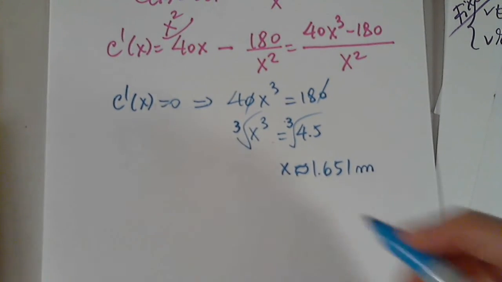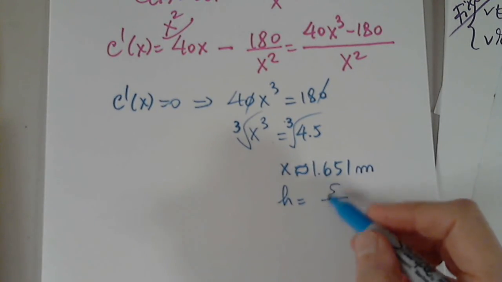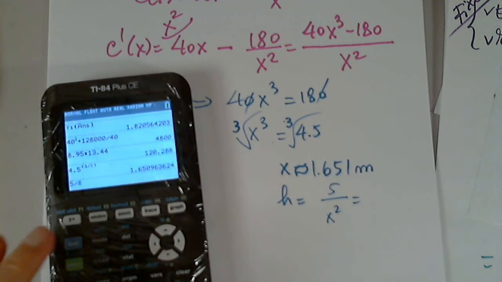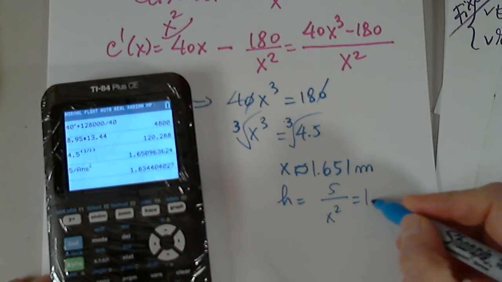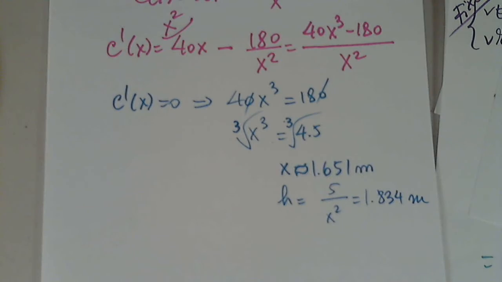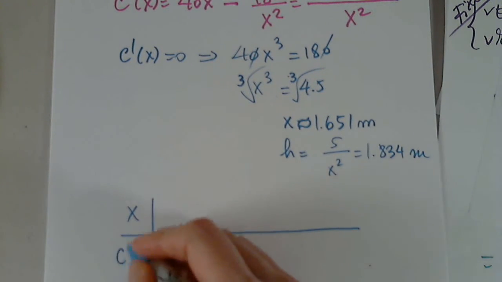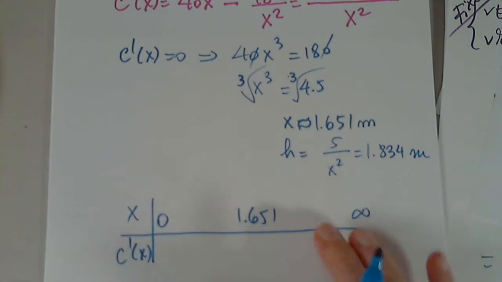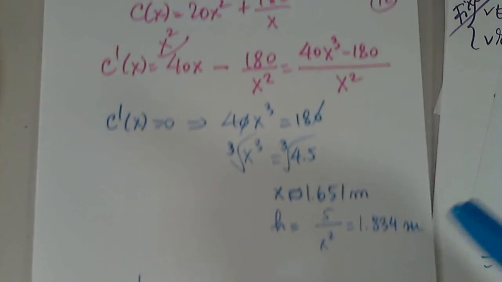Okay, now I need to find h, and that is 5 divided by x squared, which will be 5 divided by the previous answer squared, 1.834 meters. Not sufficient, not at all. I have to show that 1.651, of course it's not infinity, gives a minimum. Let's take a look.